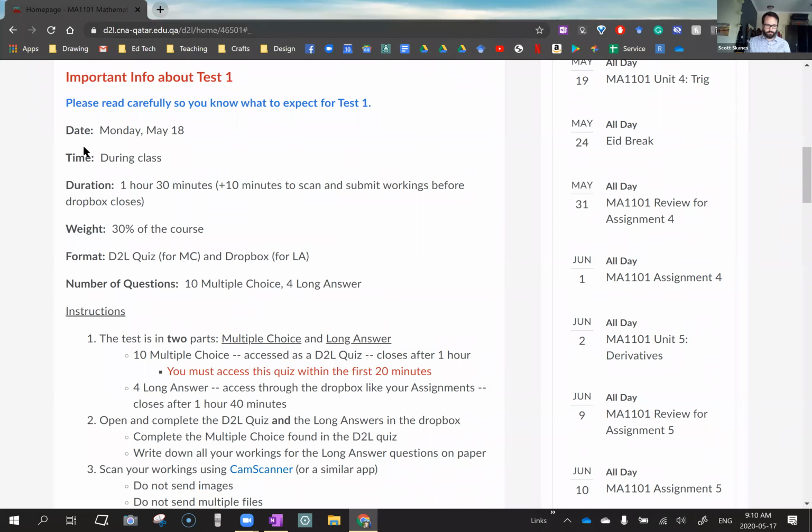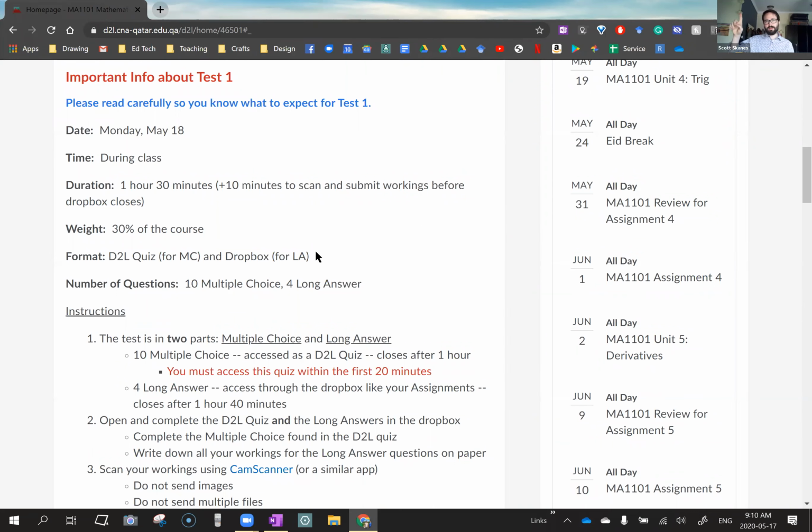There's a D2L quiz part. You'll notice I'm looking at this. There's a D2L quiz and there's a long answer part in the Dropbox. And so the most important thing you need to know right now is that for tomorrow's test, there are 2 things you need to do. This is not complicated, but it's very important.